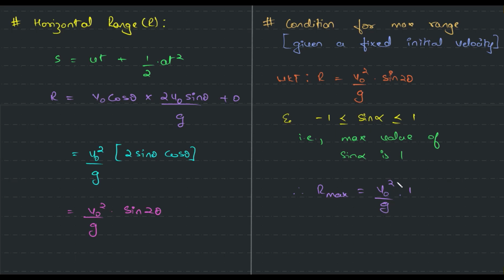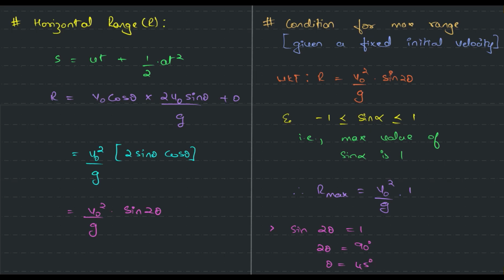See, remember this V naught square is fixed, G is fixed. So this is the only thing that varies. So the value sine 2 theta is maximum at 1, right? So sine 2 theta being equated to 1. This happens when 2 theta is sine inverse of 1, that is 90 degrees. So therefore theta is equal to how much? Theta is equal to 45 degrees.